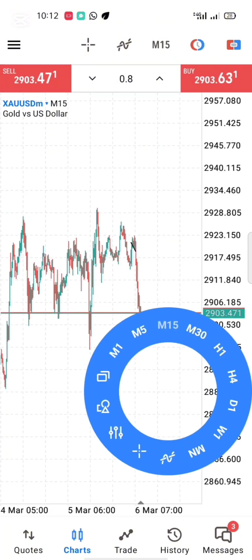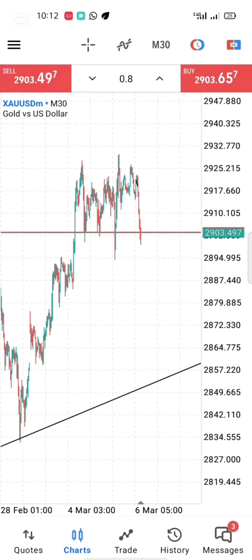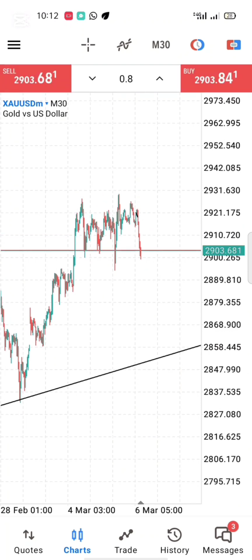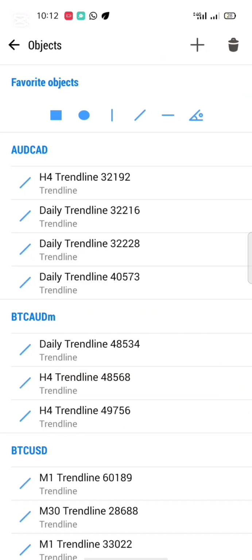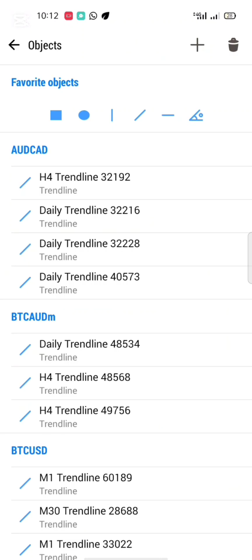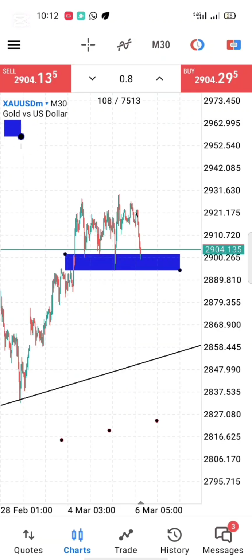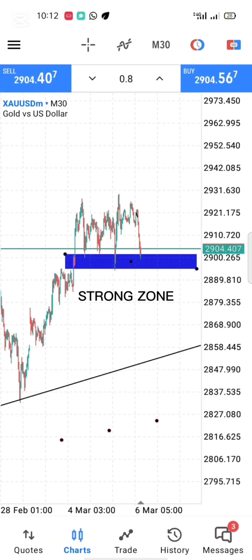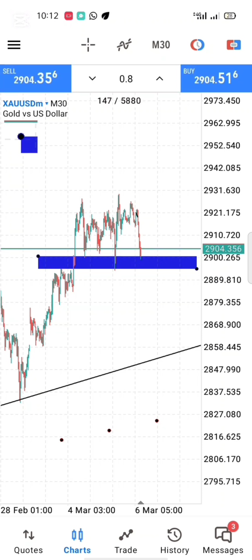From there, let's go back to the 30 minutes time frame to take our entry at the right point. You can see a very strong zone that the market created at this point, a zone that the market failed to break here. That's a very strong support level.